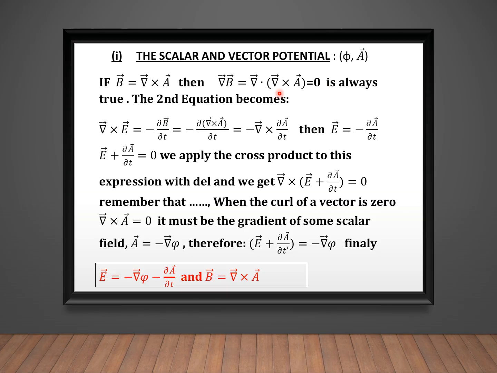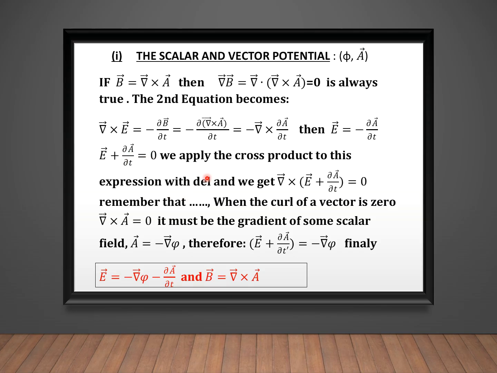Now, if we put this expression of B in the second Maxwell equation, we have this expression, and we can switch the del and the time derivative, and finally E is equal to minus dA over dt. Or you can put it on the left-hand side, and we have the equation E plus the time derivative of A equals 0.